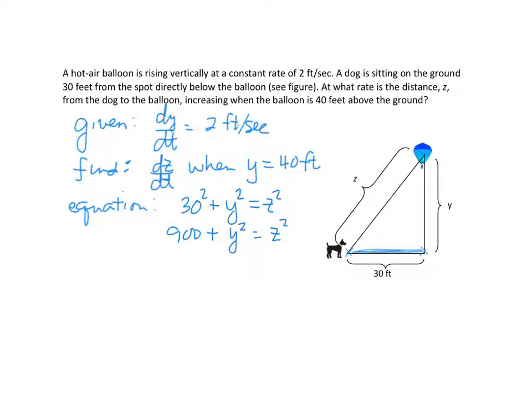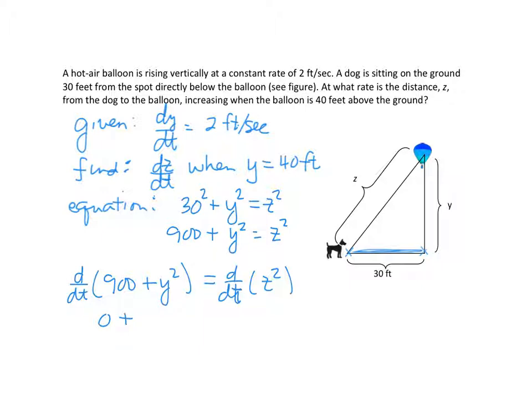Okay, so we've got the three basic pieces of information that we need. We've got it written down. And now it's just a matter of taking the equation 900 plus y squared equals z squared, differentiating with respect to t. So let's do that. So d/dt means take the derivative with respect to t. So differentiate both sides with respect to t. The derivative of 900, of course, is 0. It's a constant.